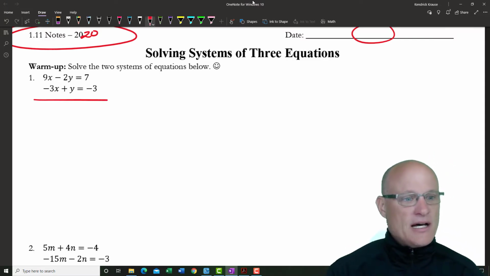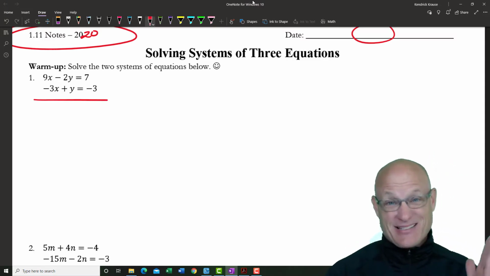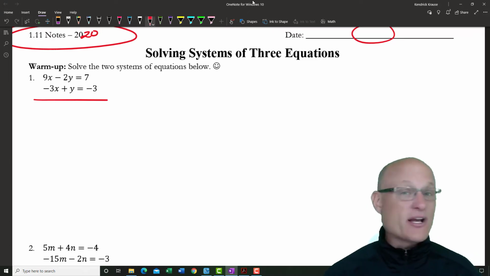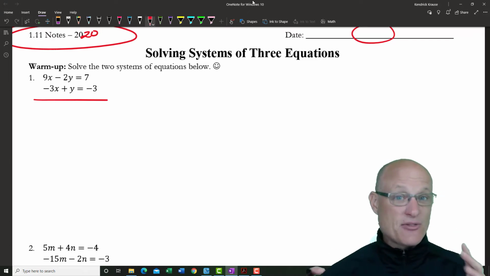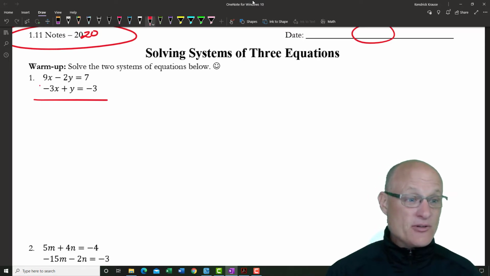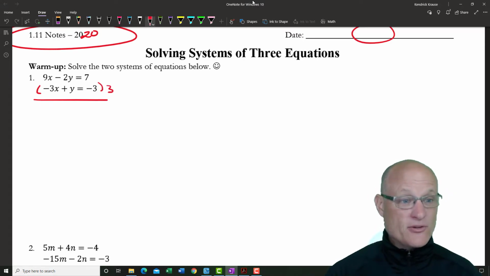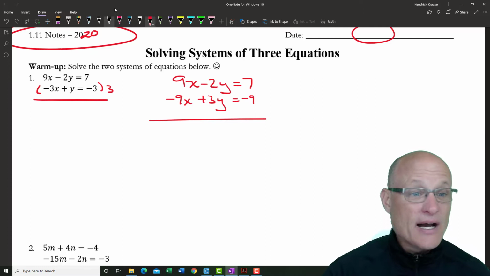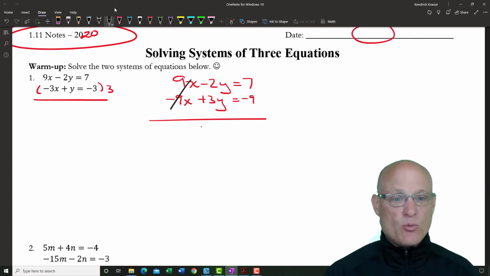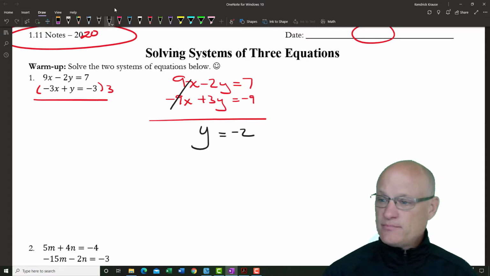All right, so looking at the x's and the y's, the x's are going to be easier to get rid of because all I have to do is multiply that second equation by 3. So I'm going to multiply this equation by 3. The first equation is not going to change: 9x minus 2y equals 7. And then negative 9x plus 3y equals negative 9. Remember, you have to multiply everything through by the 3. These go, and I get y equals negative 2. That looks like it's probably the answer.